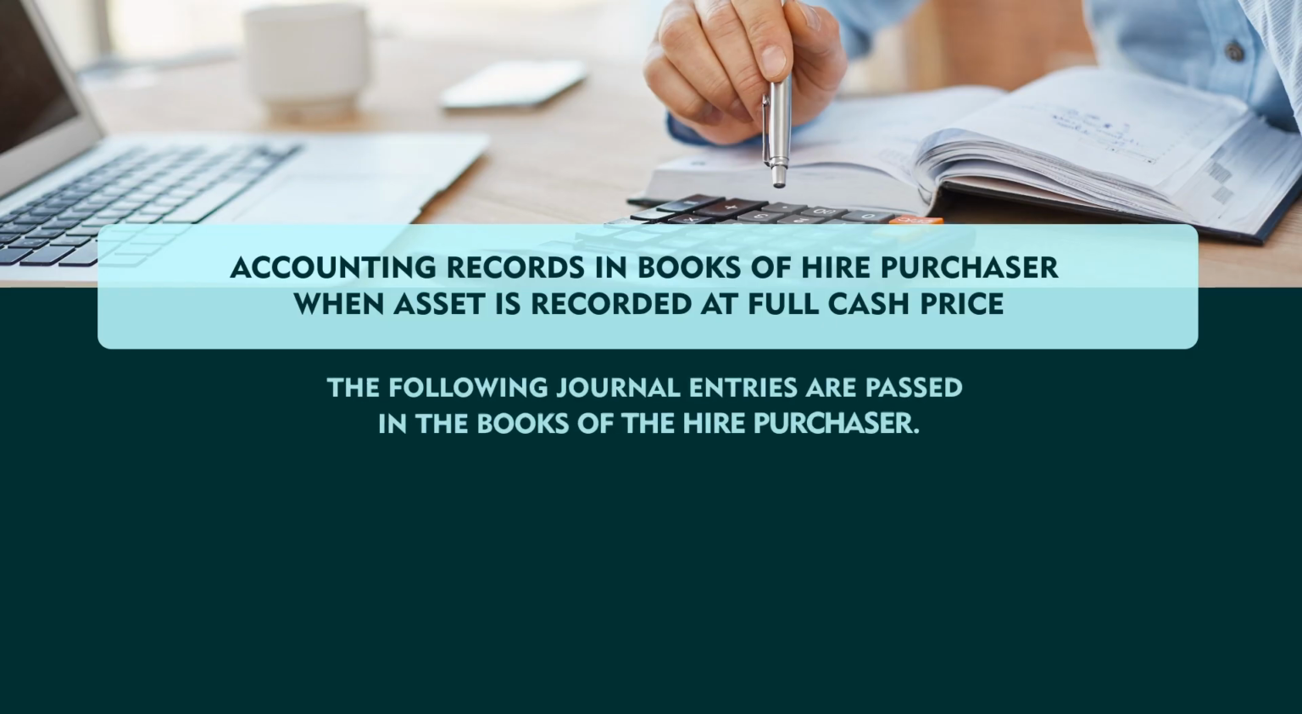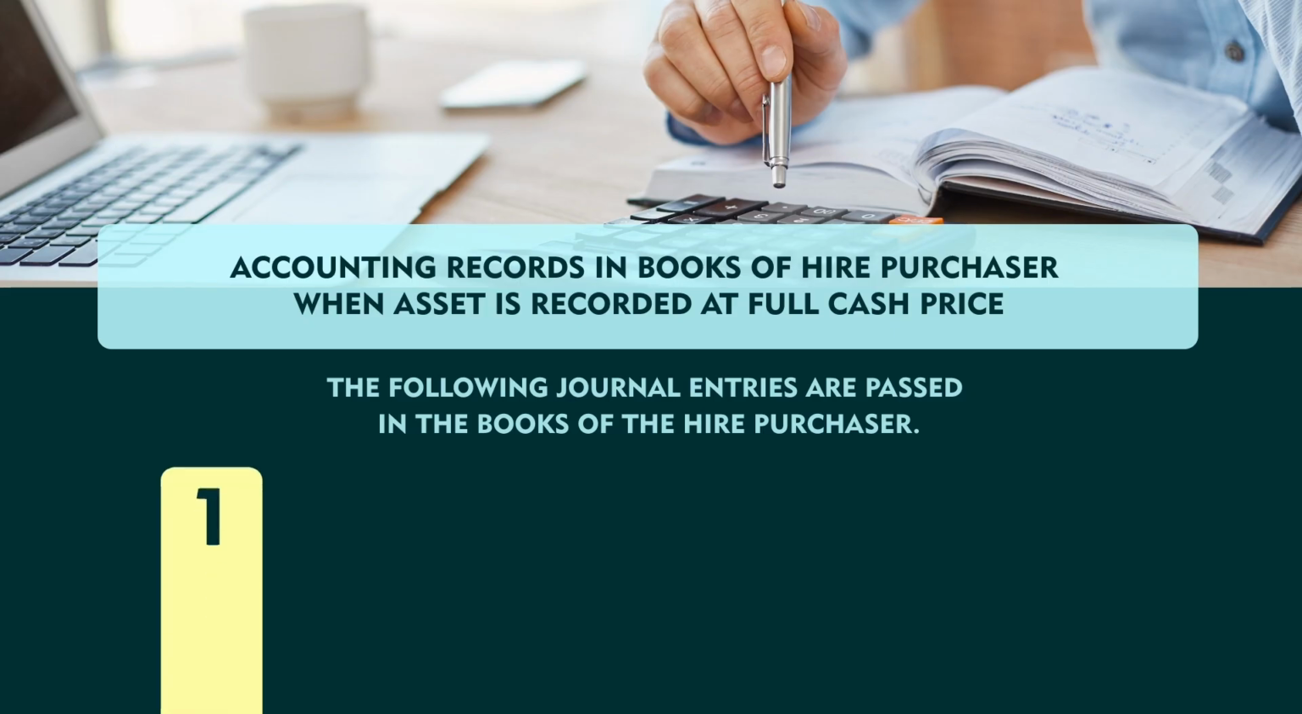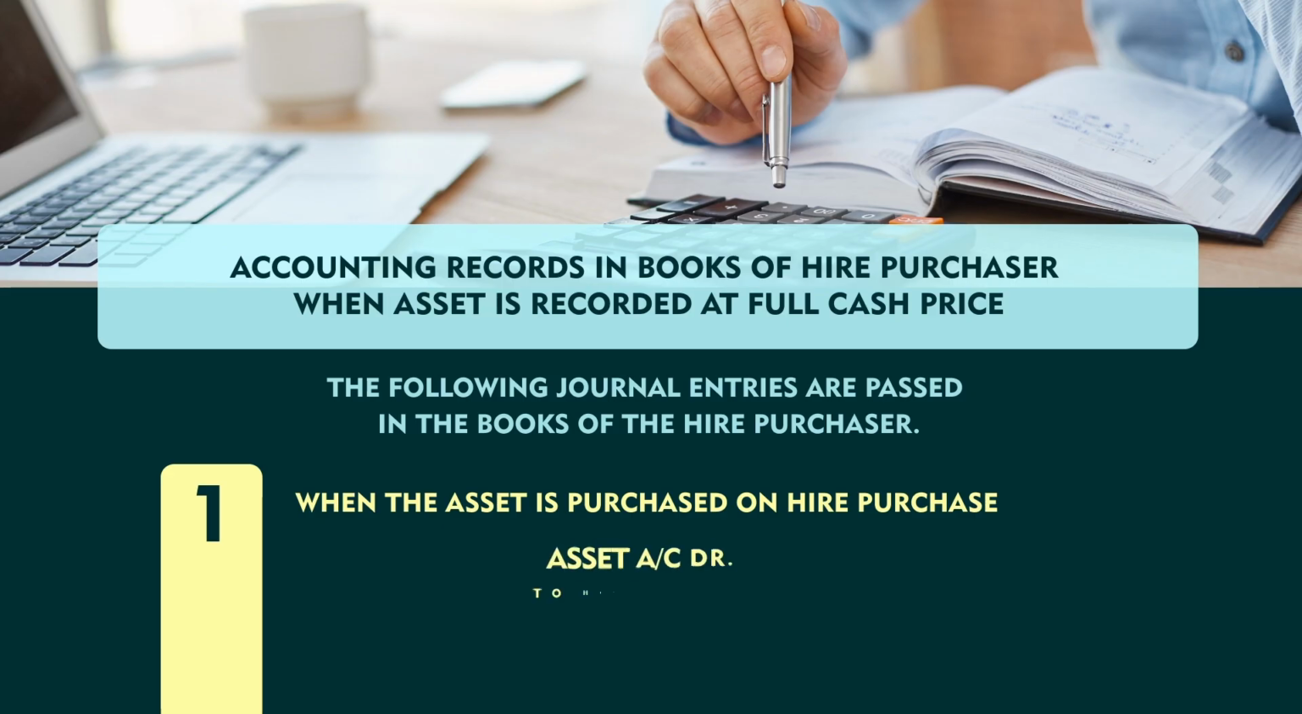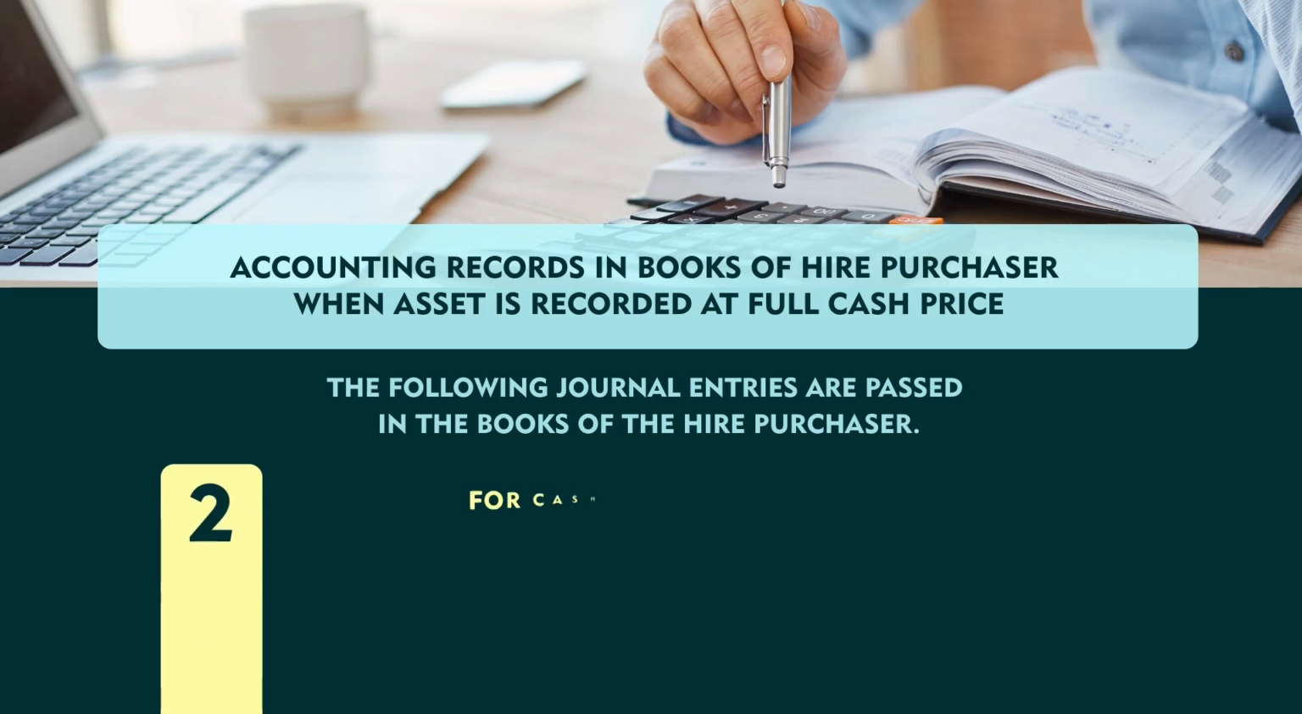So, here are the journal entries which are recorded in the books of the hire purchaser where the asset is recorded at full cash price. First one is when the asset is purchased on hire purchase. Very simple, the asset is coming to us, therefore it must be debited as per the real account: asset account debit to hire vendor. And when the cash down payment is made, the cash is going out, therefore it must be credited: vendor account debit to bank.